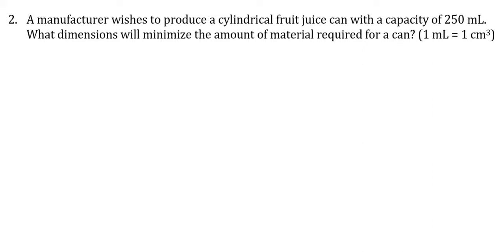All right, question number 2. A manufacturer wishes to produce a cylindrical fruit juice can with a capacity of 250 milliliters. What dimensions will minimize the amount of material required for a can? No conversions are required. You probably wouldn't even really think about it, but dimensions of a can will be in centimeters or some length, whereas capacity or volume would be in like liters or milliliters, right? But the conversion, that's the great thing about metric, is direct.